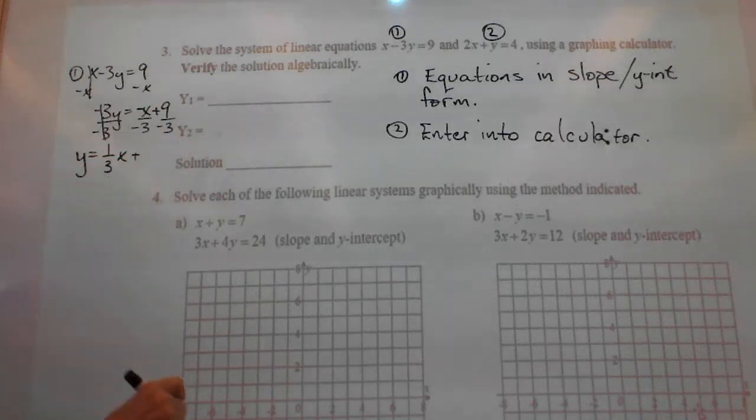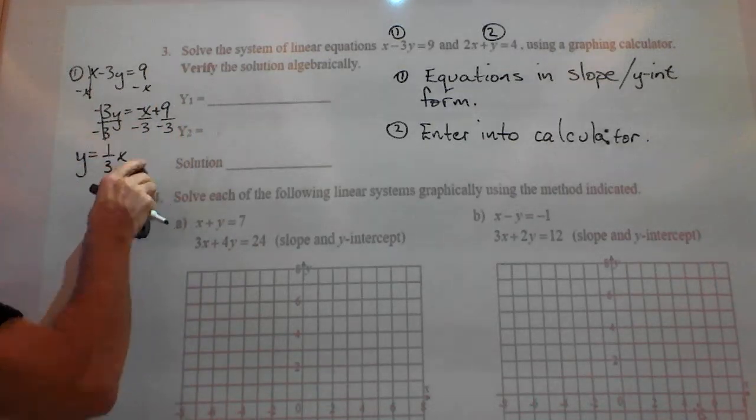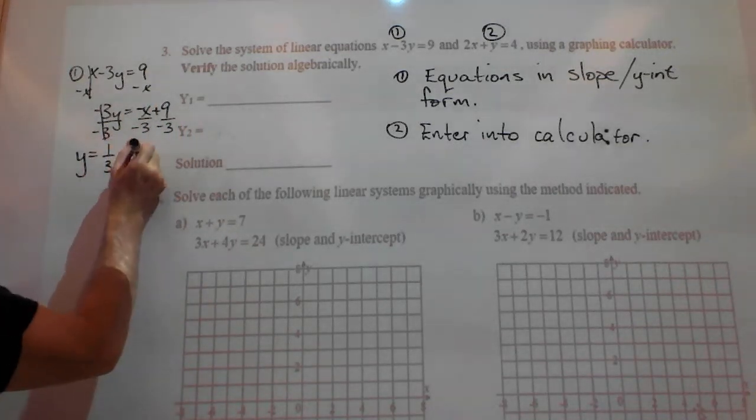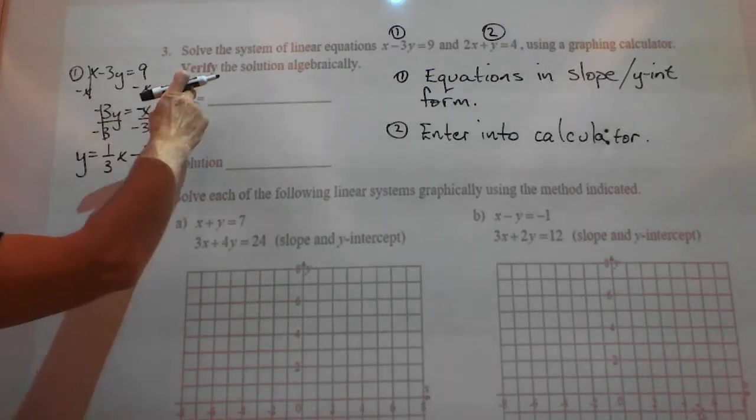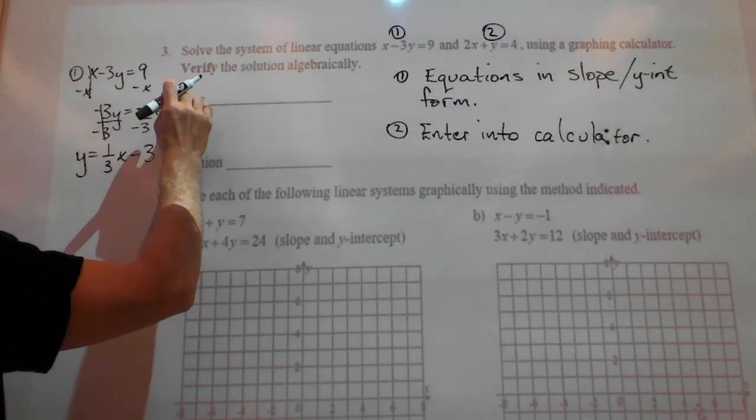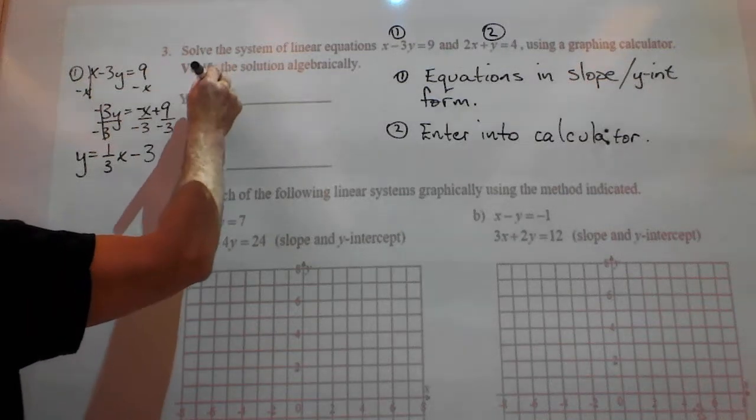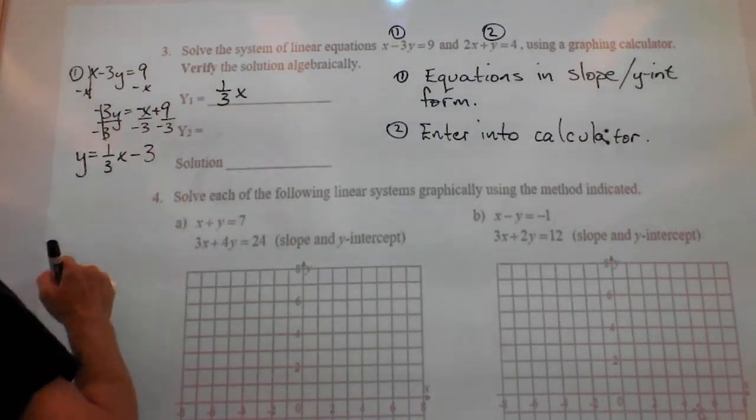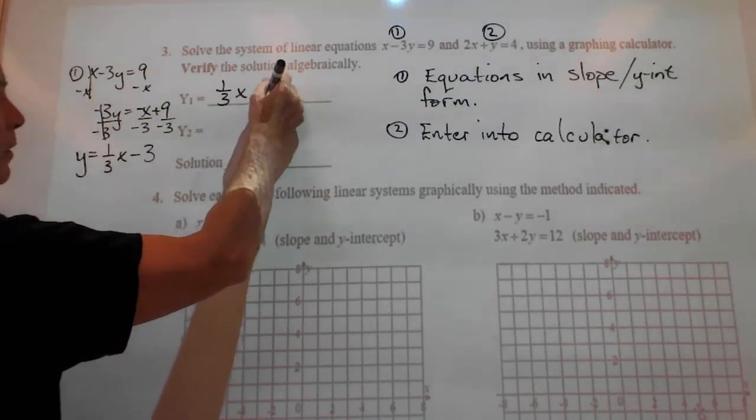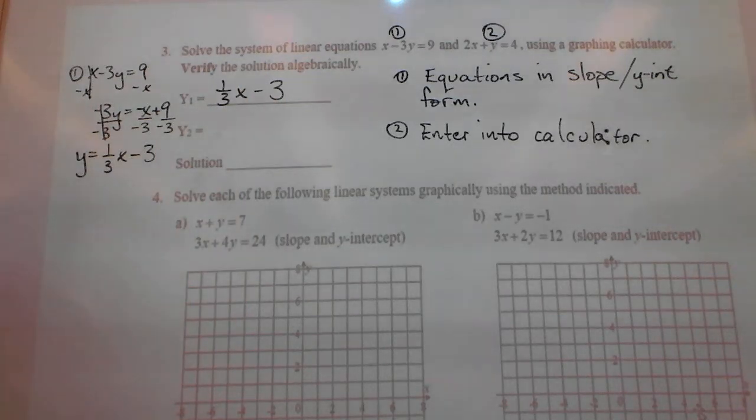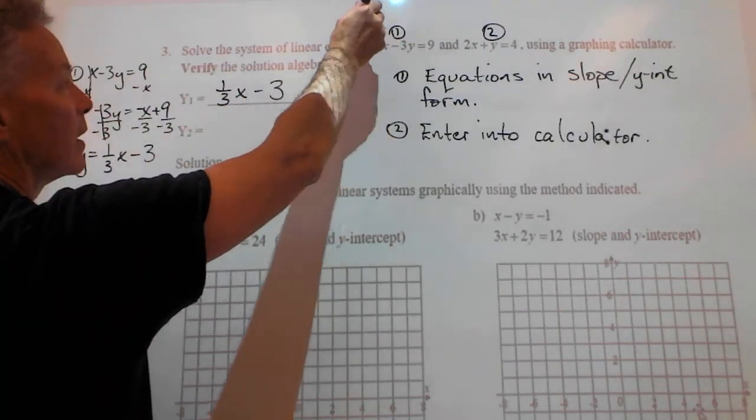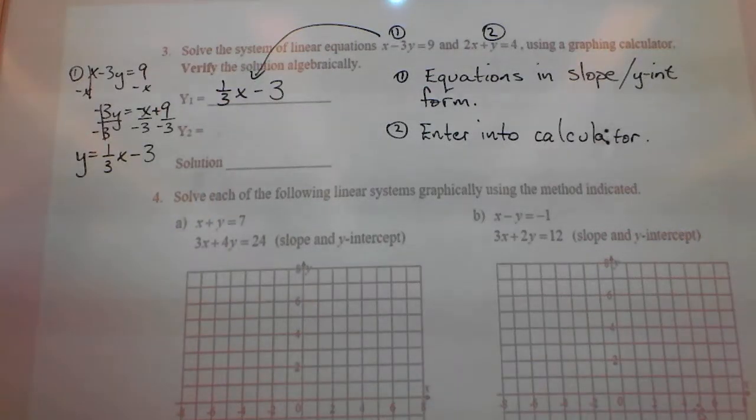9 divided by negative 3 will give us minus 3. So our first equation becomes y equals 1/3 x minus 3. Okay? So this guy rearranges to that guy.